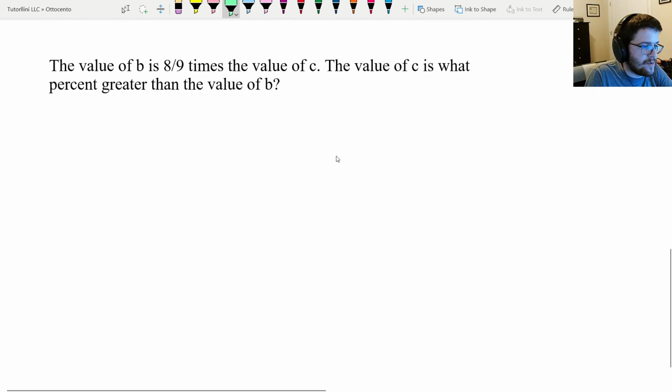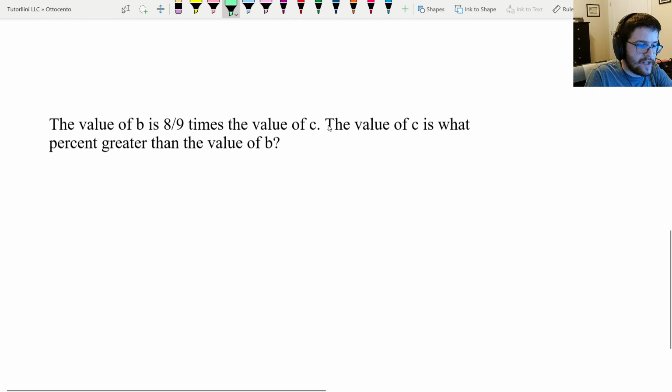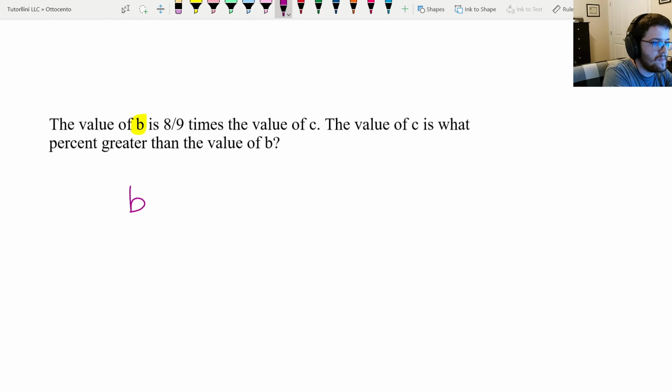All right, this last one is really tricky. This has a lot we have to do for words to math. So we have B. Okay, B is, means equals, 8/9 times C. Okay, 8/9 times C.